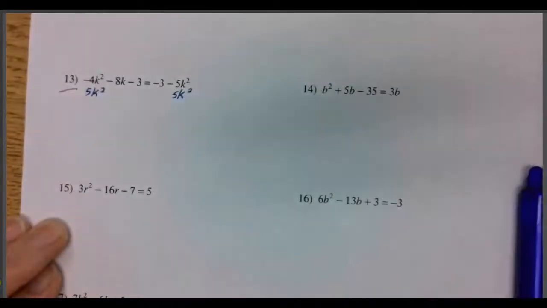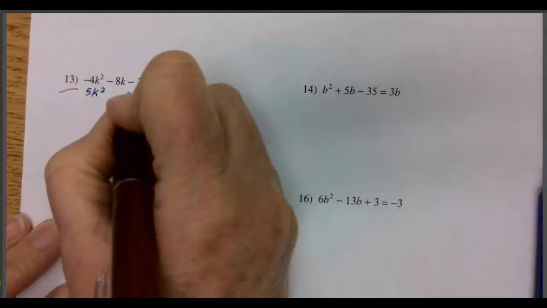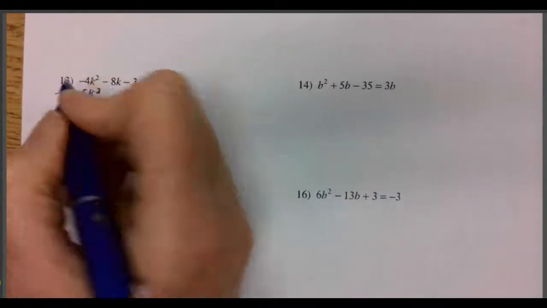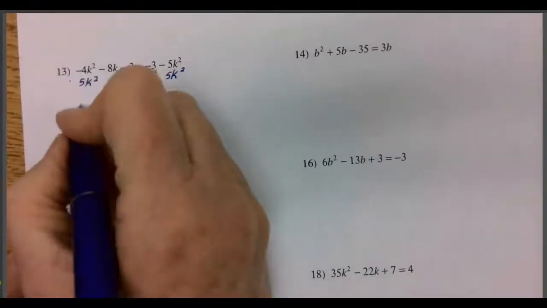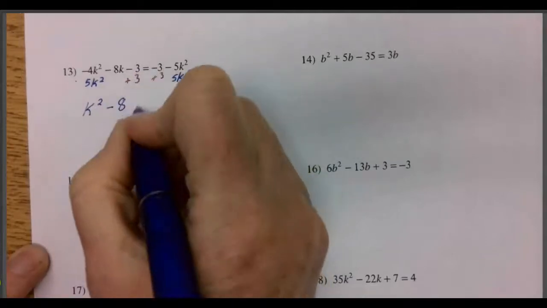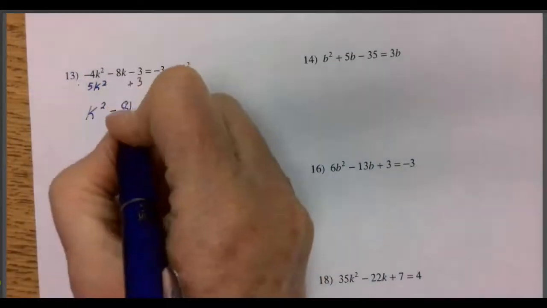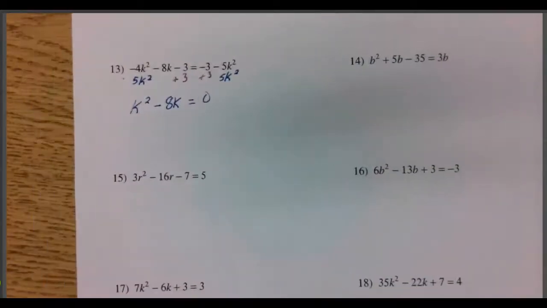So I'm going to move that. I also have to move that 3. I have a negative 3, so I'm going to add 3. I'm going to add these two together. I get k squared minus 8k, and this goes away, is equal to 0. Oh, that is 8k. That will make a huge difference in solving this. Okay, k squared minus 8k is equal to 0.